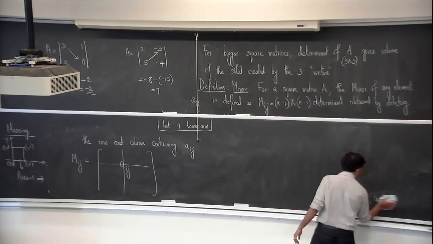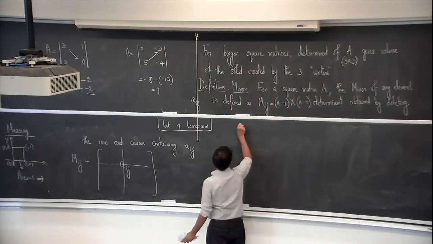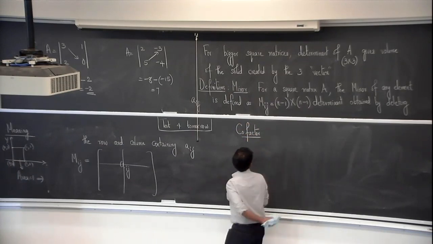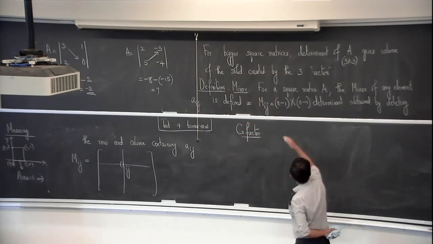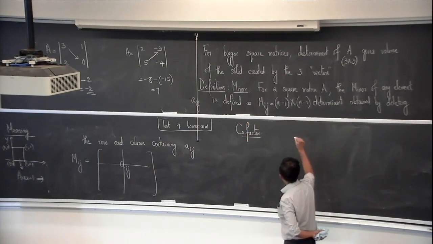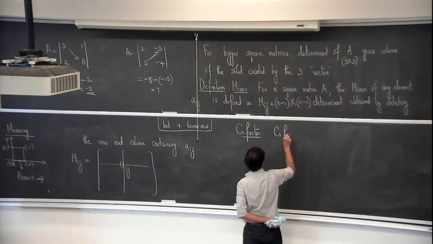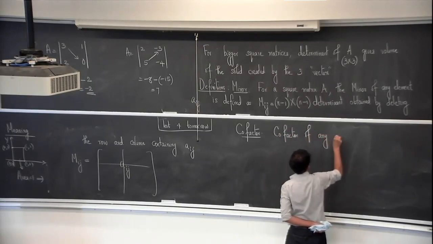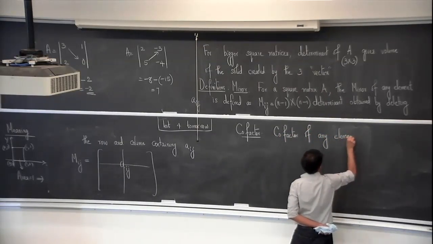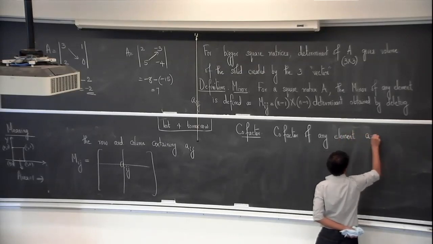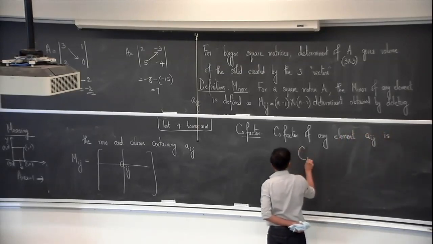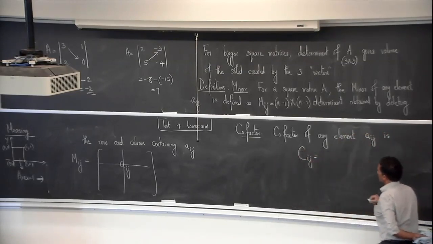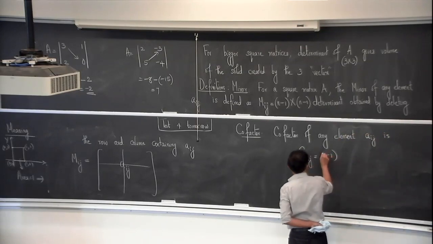The second one, cofactor. Again, for the same square matrix A, the cofactor of any element aij is given by capital Cij equal to -1 to the power of i plus j.